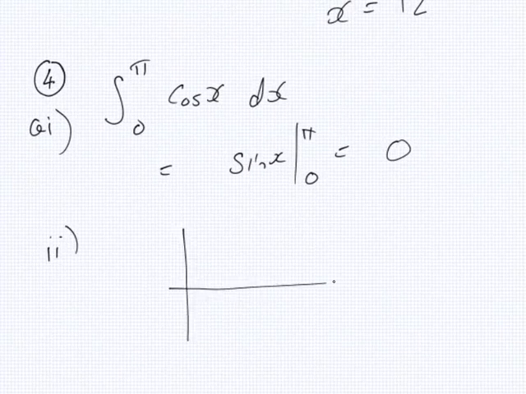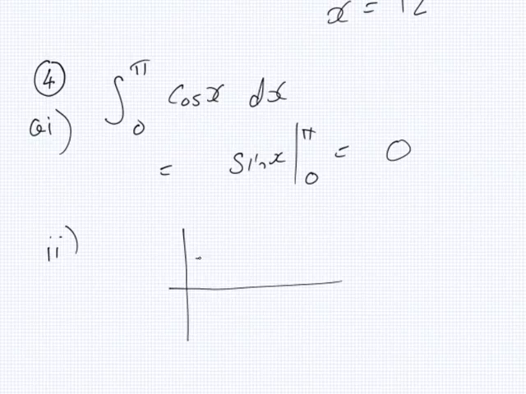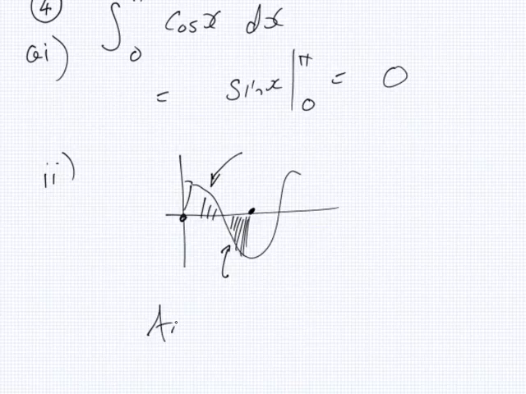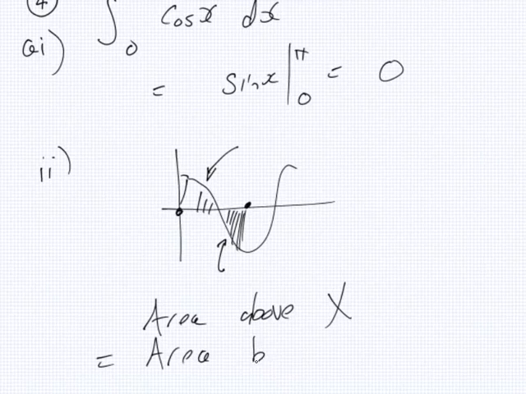Well, if you remember, cos x looks like this. Here's 0 and here's pi. And integration makes area, except when it's under, then it makes minus area, negative area. So because I got a 0 here, what this tells me is that the area above must equal the area below, because the total became 0. So the answer here is the area above x equals the area below x.